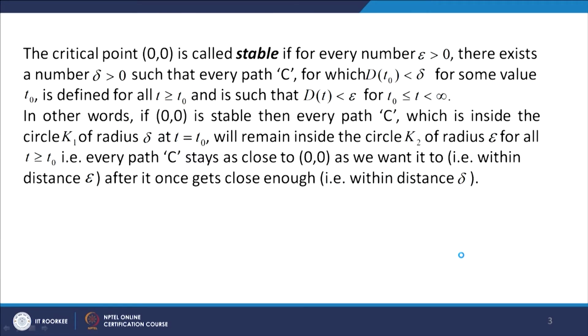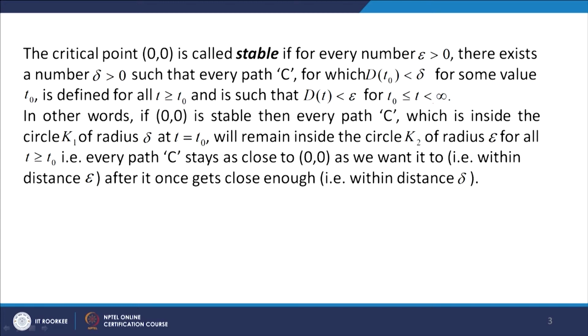Then the critical point (0, 0) is called stable if for every epsilon greater than 0 we can find a number delta greater than 0 such that every path C for which d(t0) is less than delta, that is the distance of (f(t0), g(t0)) from the origin is less than delta for some value t = t0, is defined for all t greater than or equal to t0 and is such that d(t) is less than epsilon for t0 less than or equal to t.